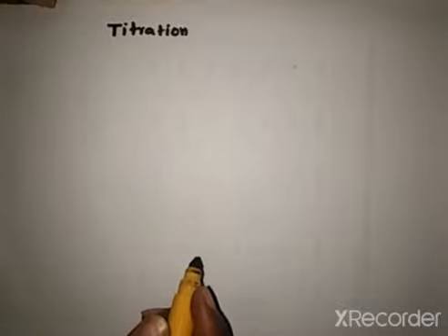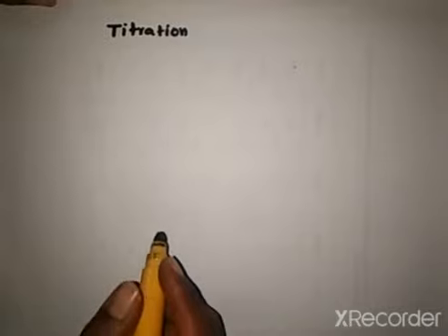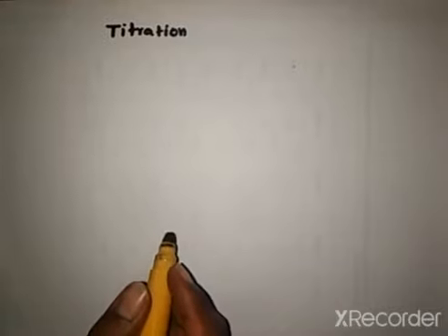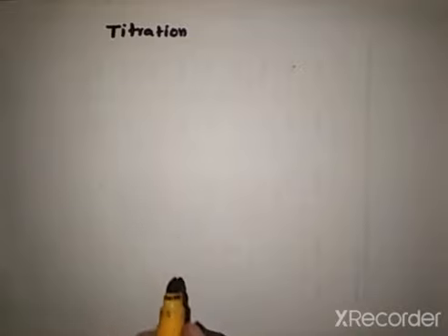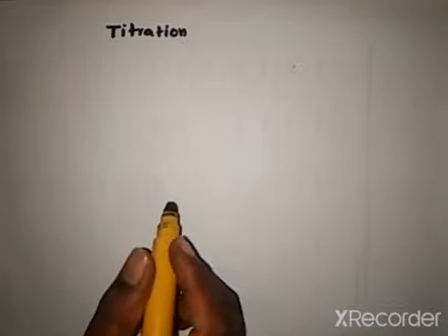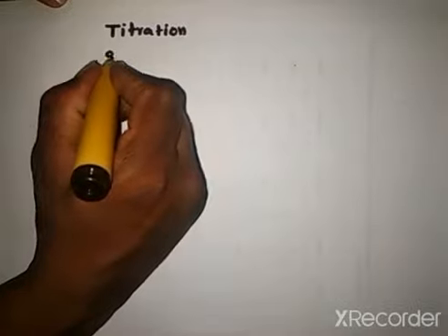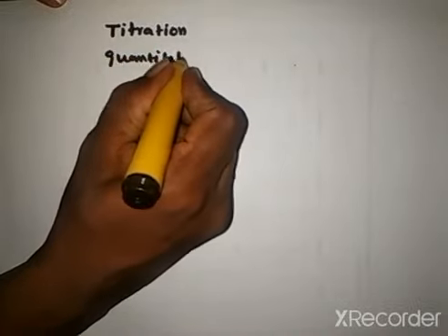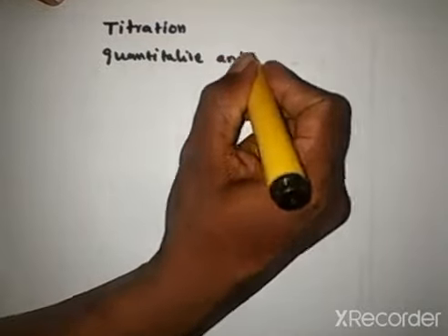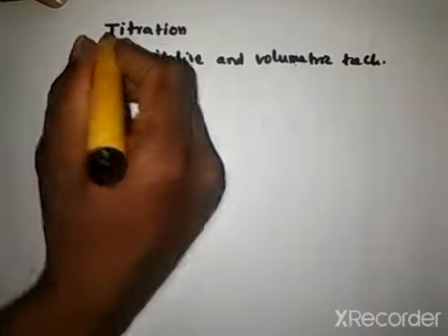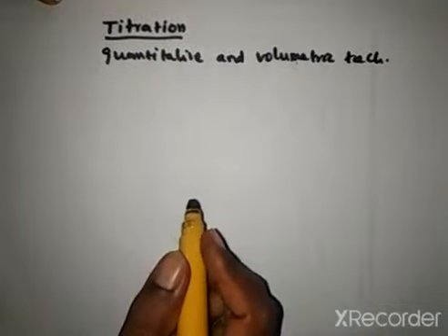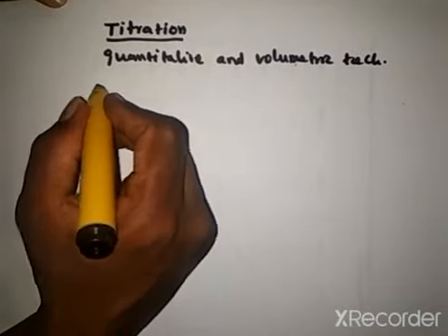Titration is a quantitative and also volumetric technique to determine the unknown concentration of a solution by the known concentration of a solution in the presence of an indicator. So we know what is titration now. Titration is a quantitative and volumetric technique. So in this titration, we are going to determine the unknown concentration.